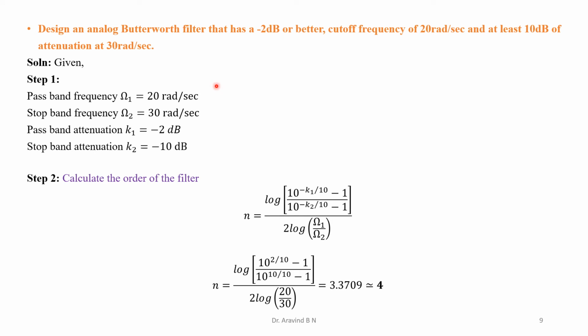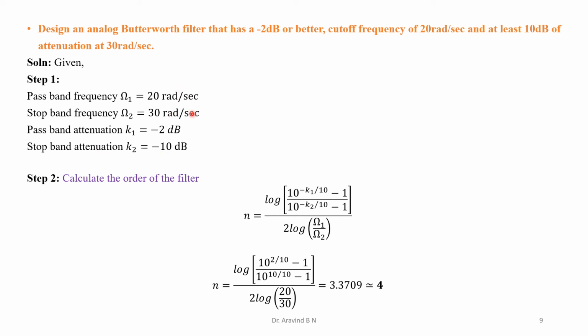Let us go through a problem with respect to the Butterworth analog low pass filter. The problem statement: design an analog Butterworth filter that has a minus 2 dB or better cutoff frequency of 20 radians per second and at least 10 dB of attenuation at 30 radians per second. Let us note down the given parameters. That's step 1. The pass band frequency 20 radians per second, stop band frequency 30 radians per second, pass band attenuation minus 2 dB, stop band attenuation minus 10 dB.